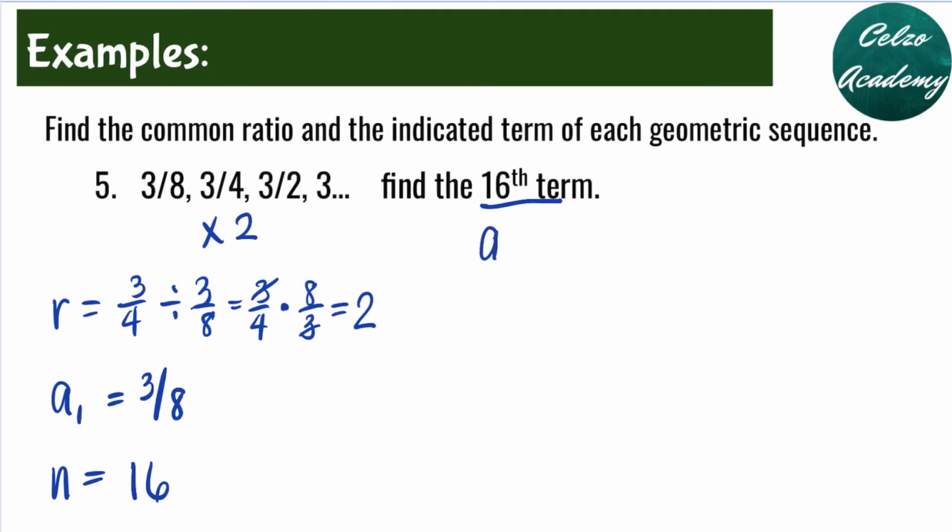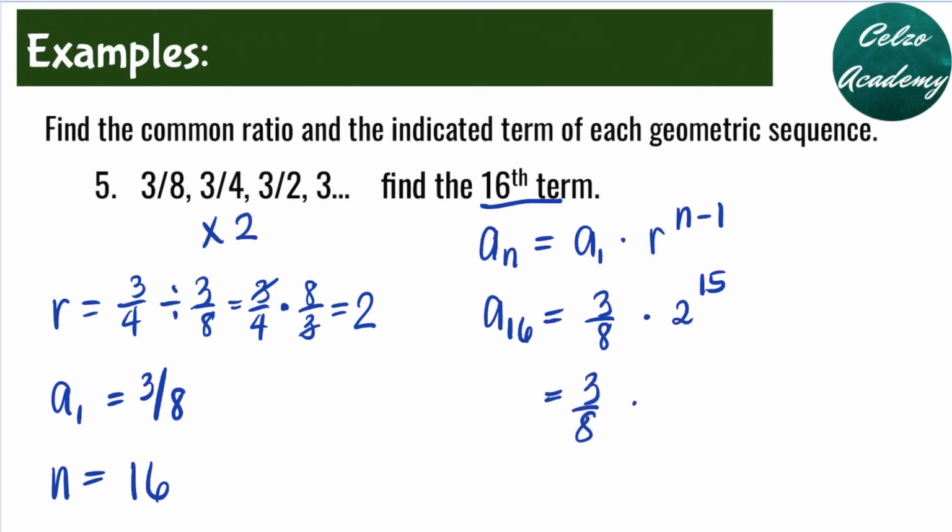Now we will use the geometric sequence formula a sub n is equal to a sub 1 times r to the power of n minus 1. We are solving for the 16th term, so that is a sub 16. Our a sub 1 is 3/8. Common ratio is 2 to the power of 16 minus 1, so that is 15. Using your calculator, let's evaluate this. So we have 3/8 times 2 to the 15th is 32,768.